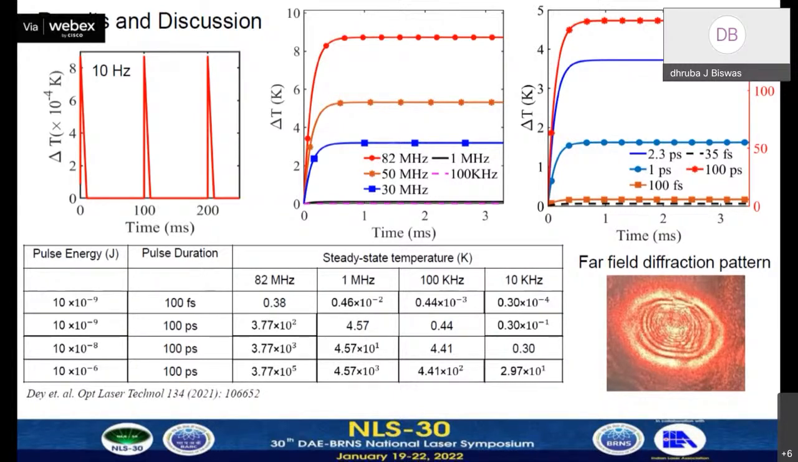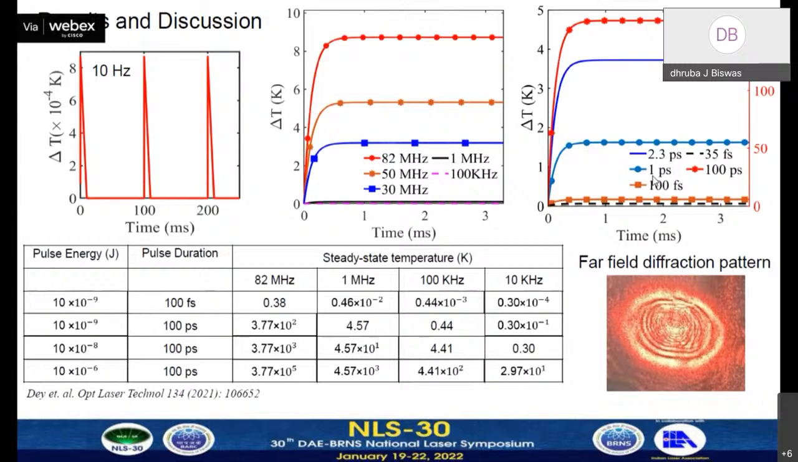Hence, the temperature of the material dissipates before the arrival of the next pulse, and the temperature does not build up over time. But if we look at the second figure and we go for higher repetition rate, that is 100s of kilohertz to megahertz, then with each pulse, the temperature builds up in the material and eventually reaches a steady state temperature. Higher the repetition rate, the higher is the steady state temperature.